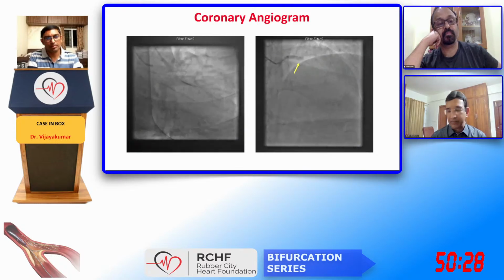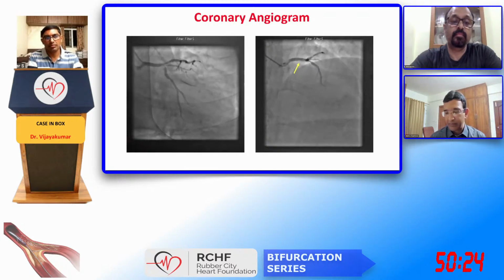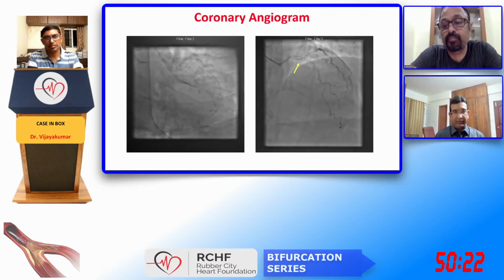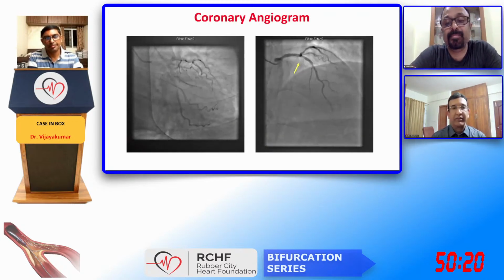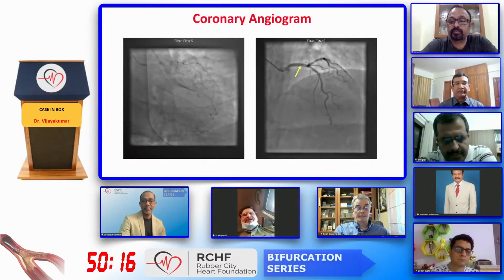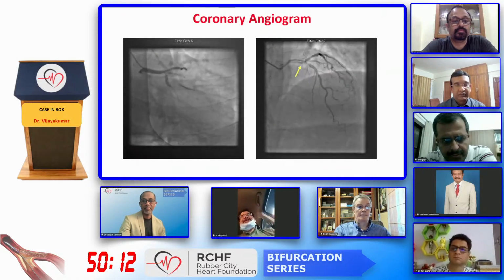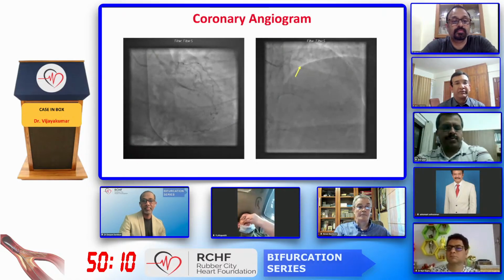So always here the upfront 2-stent strategy you have to do first. Depending upon the strategy of the operator, whether we have to do an inverted provisional or inverted Culotte, this is the thing, rather than the DK crush.